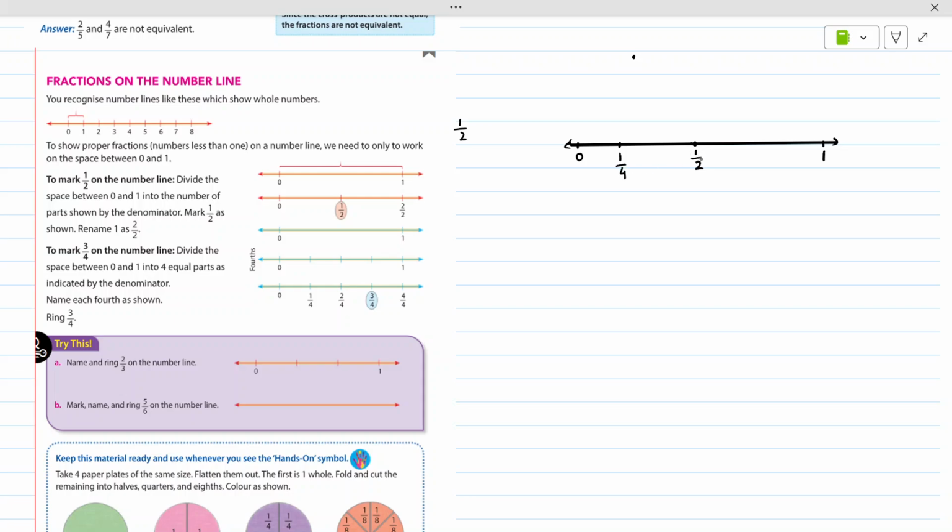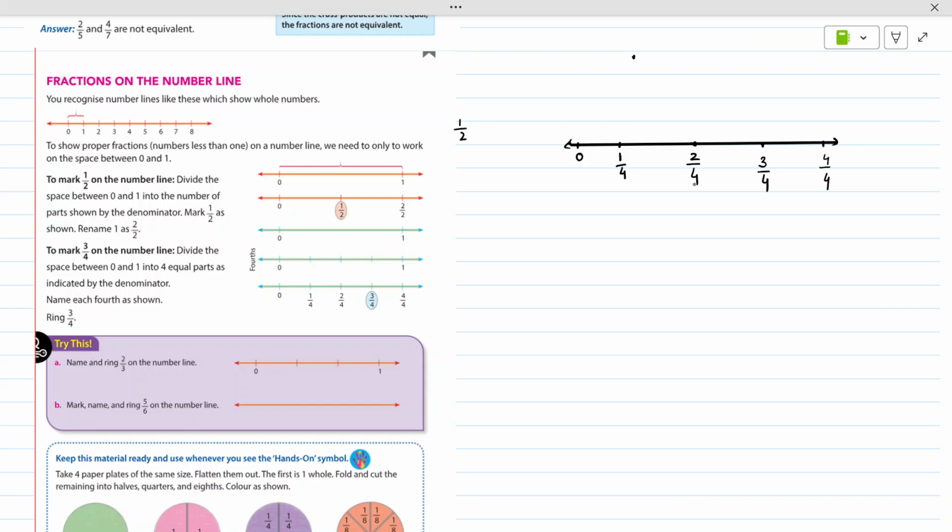This is 1 by 2. I'm just erasing this for now, and I'm writing here 2 by 4. Then I'm writing here 3 by 4, and then instead of 1 here I'm writing it as 4 by 4. So what we have done, from 0 to 1, we have divided this into 4 parts. Now see, what is 1 by 4? It is the same 1 by 4 only.